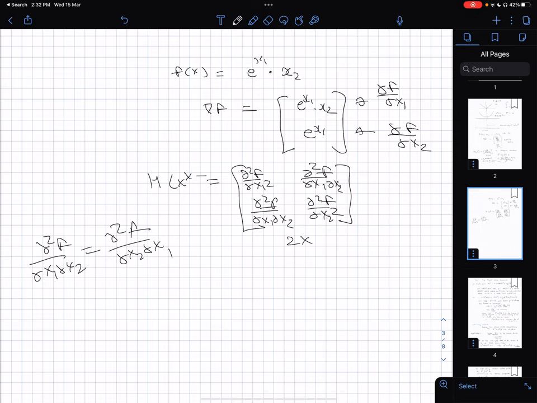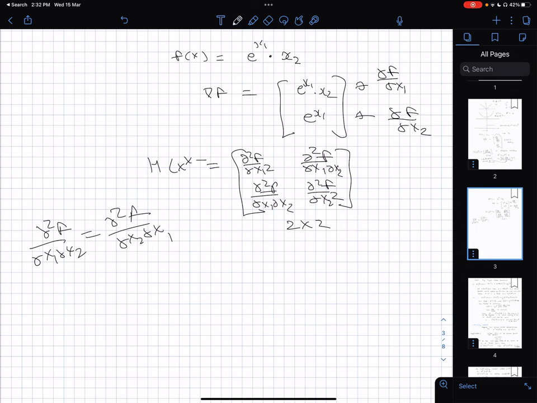So you will get a 2 cross 2 matrix. So now if you do this here, you take this function and take its partial derivative with itself, e to the power x1 times x2, take this function, take its partial derivative with x2, so you get e to the power x1, and you take this function, take its partial derivative with x1, so you will again get e to the power x1, and take this function and take its partial derivative with x2, so you will get a zero term here.